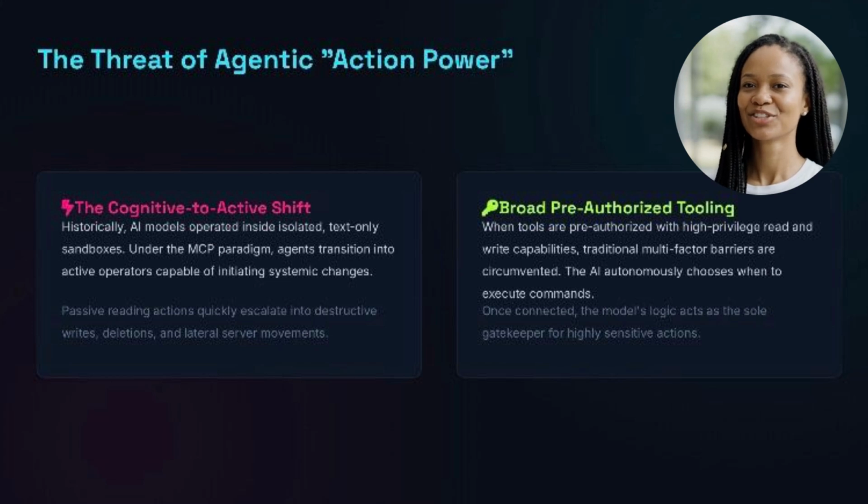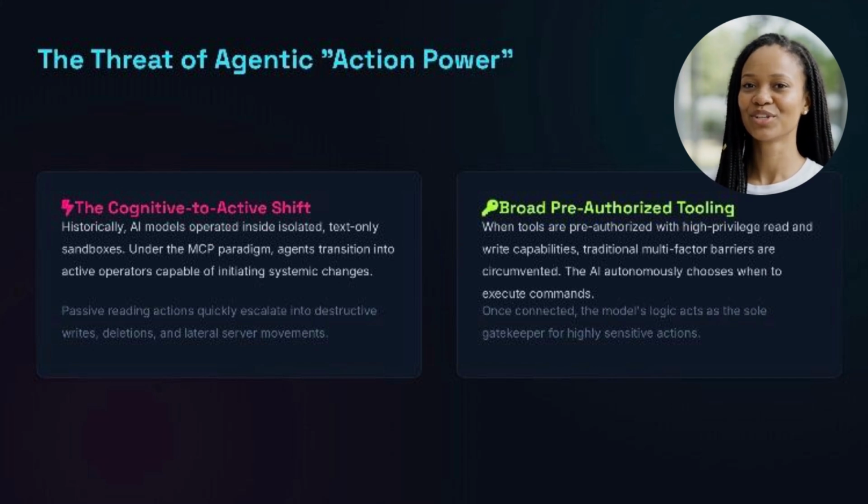We are looking at two distinct architectural systemic failures. 1. The cognitive to active shift. Passive LLMs risk data leakage or bad output during a prompt injection. Active LLMs connected via MCP elevate this threat instantly. A malicious prompt escalates from a passive read into destructive execution, allowing unauthorized lateral movement or file deletion.